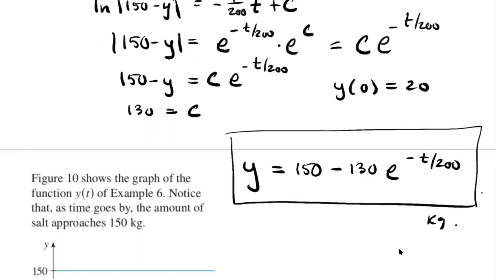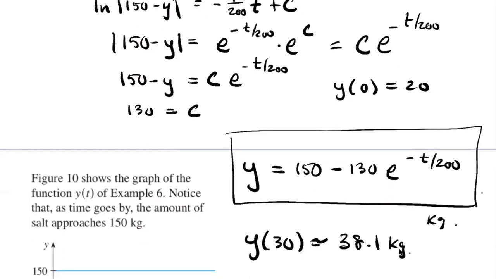So if you wanted to know how much was in there after 30 minutes, you'd plug in 30. I'll let you do the calculator work yourself, but plugging in 30 in there, you should get about 38.1 kilograms. So that's how much salt is in the tank after that.